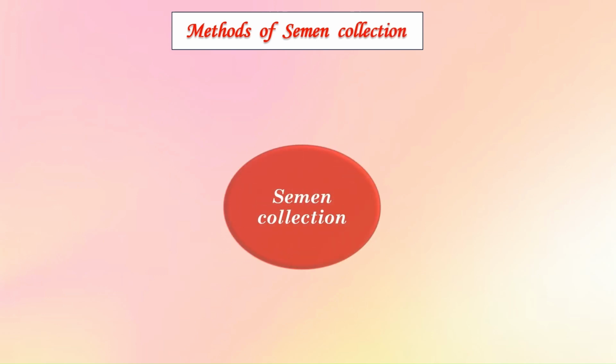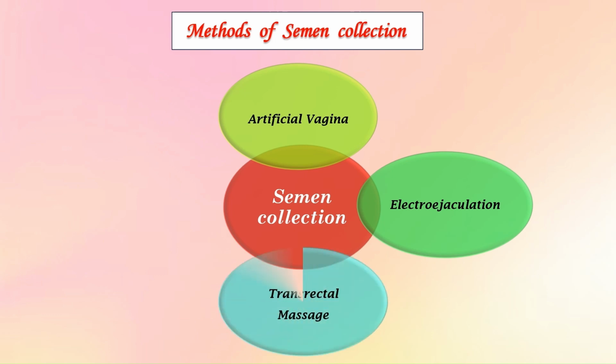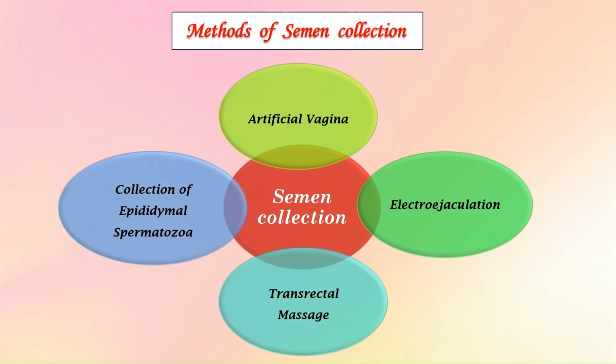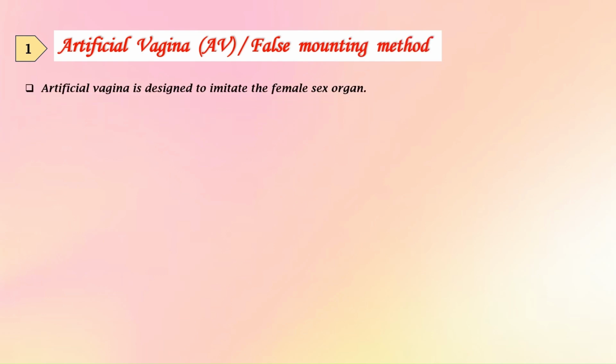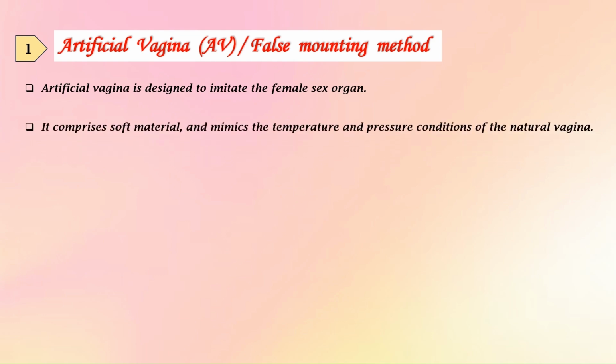Methods of semen collection. The most common semen collection techniques include artificial vagina, electro ejaculation, transrectal massage, and collection of epididymal spermatozoa. Coming to the first method, artificial vagina, otherwise known as false mounting method. Artificial vagina is designed to imitate the female sex organ. It comprises soft material and mimics the temperature and pressure conditions of the natural vagina.